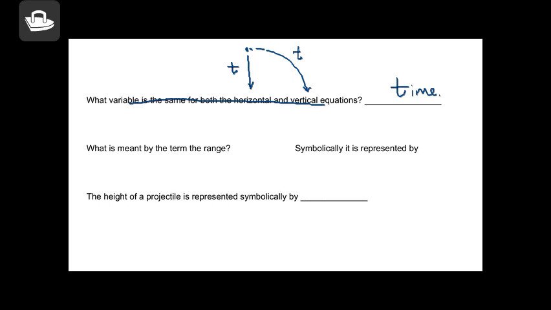So the term range is also expressed as how far does something go. If the question asks how far, or asks for the range of the projectile, that is asking for the displacement in the x direction, or the horizontal direction. And then of course the height, that is this one right here, that is looking at our change in y, so the vertical displacement.